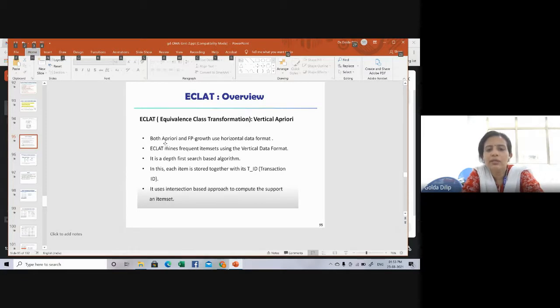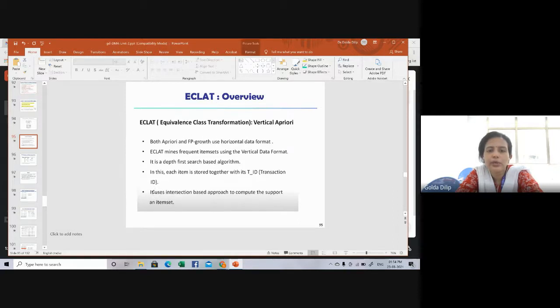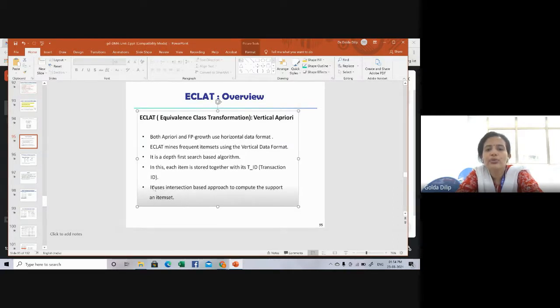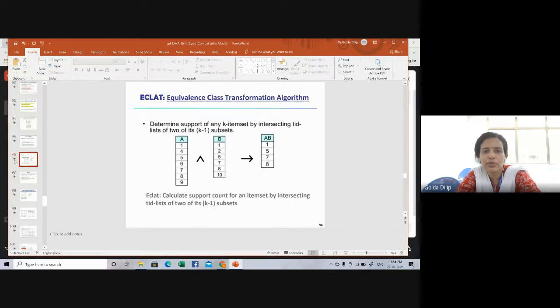Each item is stored together with its transaction IDs. The main point here, the last point, is that it uses an intersection-based approach to compute the support of an item set. I'll tell you what this intersection-based approach is. You calculate the support count for an item set by intersecting the transaction IDs of two of its k-1 subsets.